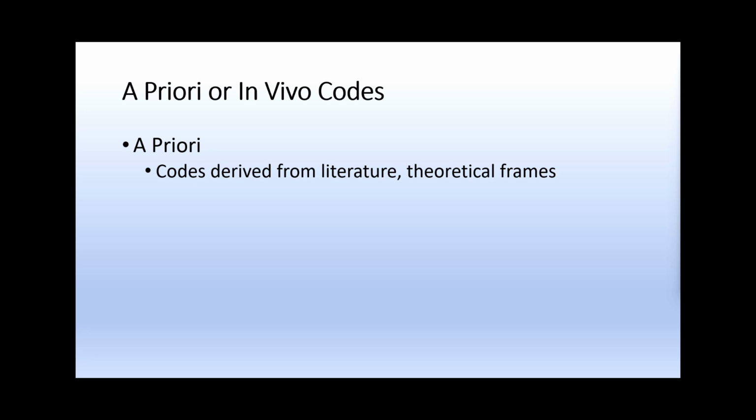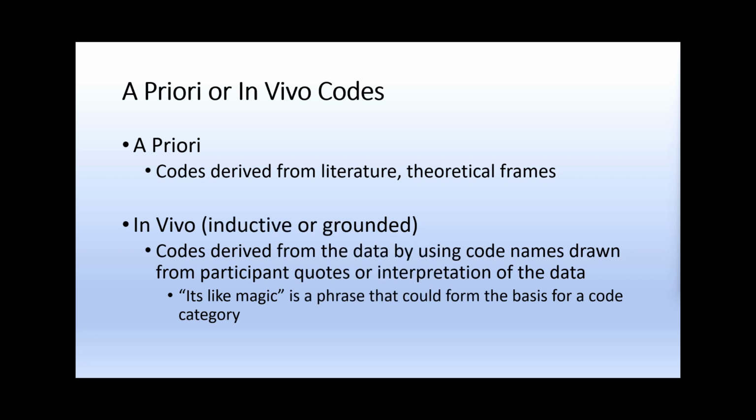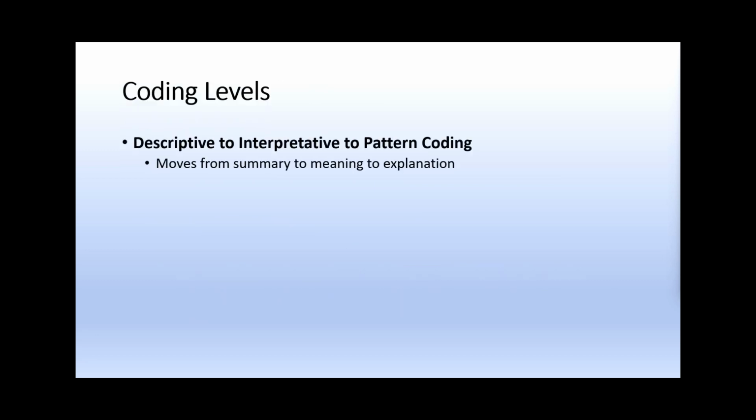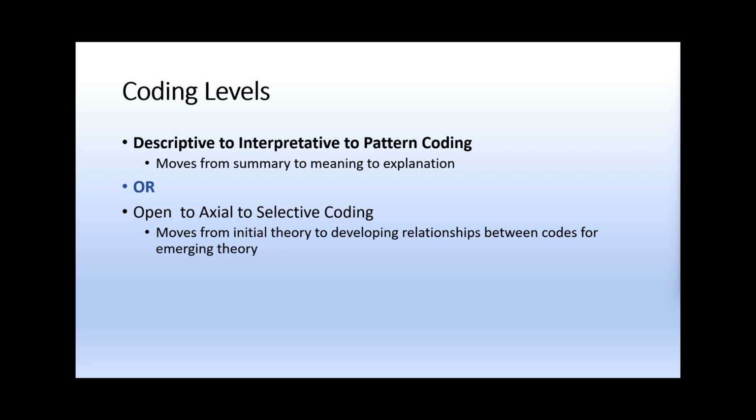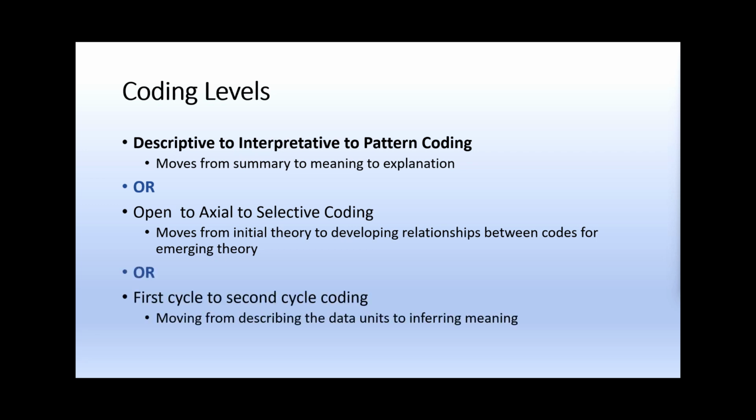So what are a priori or in vivo codes? A priori codes are defined from literature or theoretical frames. So you have the theoretical framework. For example, in implementation science, we use the Consolidated Framework for Implementation Research, called CFIR. You get several domains and try to map your codes on what you see. In vivo is inductive or grounded. Most times we use this. For coding levels, we have descriptive to interpretative to pattern coding, or open to axial to selective coding, all from first cycle to second cycle coding. Personally, I use first cycle to second cycle coding.